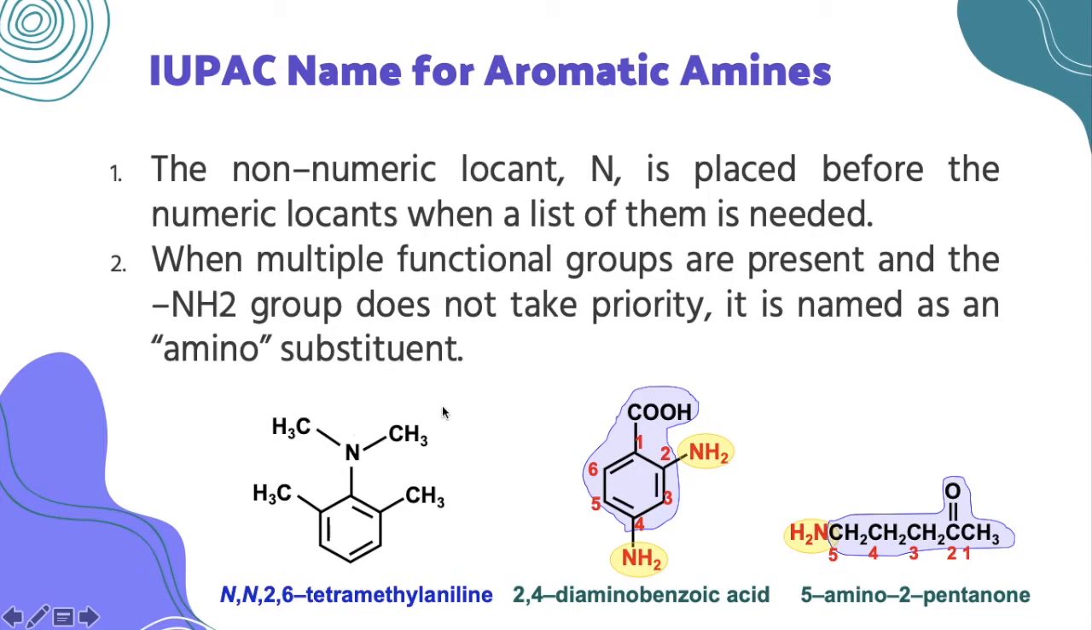When multiple functional groups are present and the NH2 group does not take priority, it is named as an amino substituent. This is 2,4-diaminobenzoic acid. The benzoic acid is the parent, so amine is a substituent. So the name is amino, 2,4-diaminobenzoic acid. This is for amino as a substituent as well: 5-amino-2-pentanone, because ketone has higher priority than amine, so ketone becomes the parent.